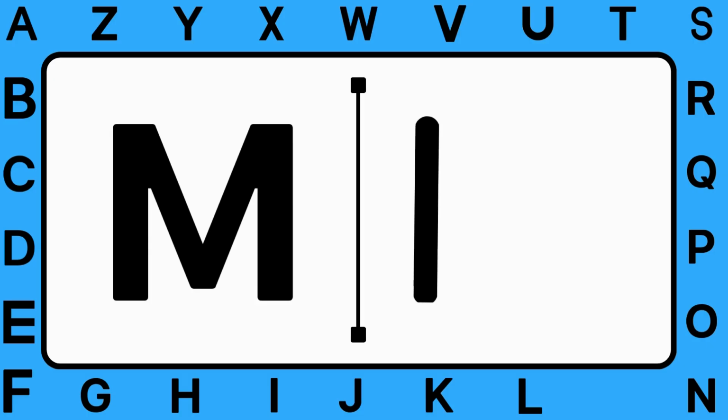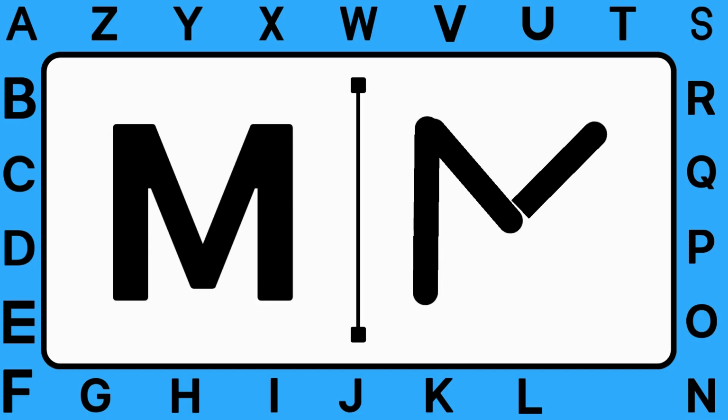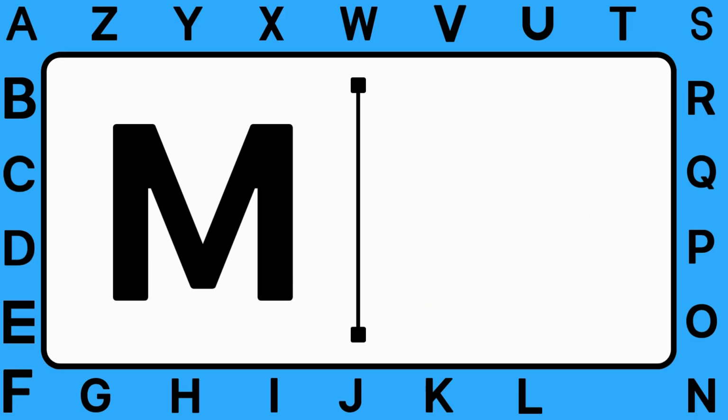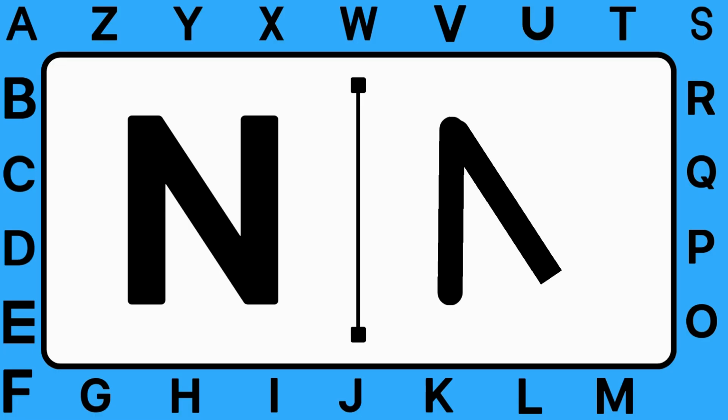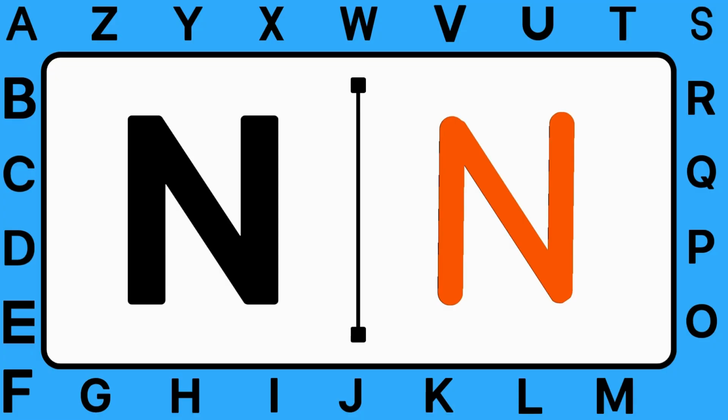Draw one straight line down. Come down again. Draw another line down. That's M. Draw one straight line down. Slant a line across. Draw another line down. Nice. That's N. Keep going.